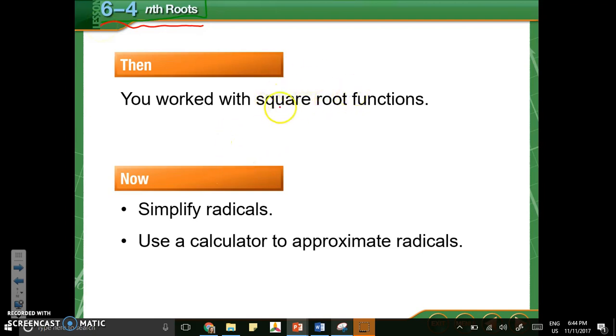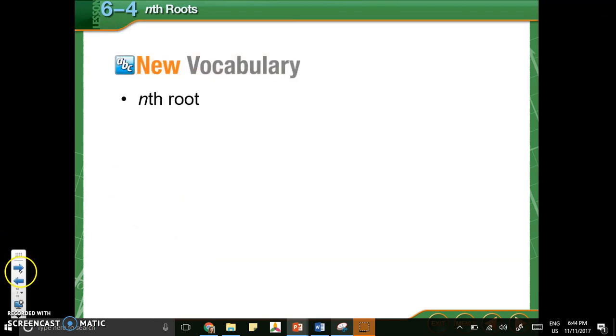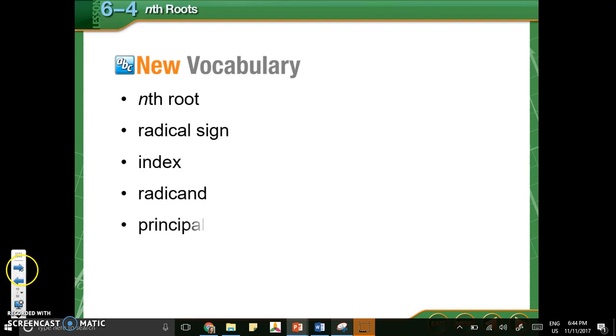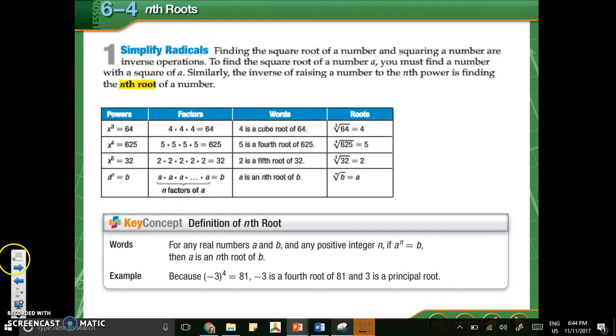We talked last time about graphing square root functions. Today we're not really talking about functions, we're talking more about simplifying radicals like we did back in chapter 4 when we talked about imaginary numbers. So doing that exactly, and then also sometimes we're going to use a calculator, especially when we use it in a real life situation. So vocabulary to be on the lookout for: nth roots, radical signs, you should know what that is, index, radicand, and principal root. So make sure that you understand what those are as we go through this presentation.